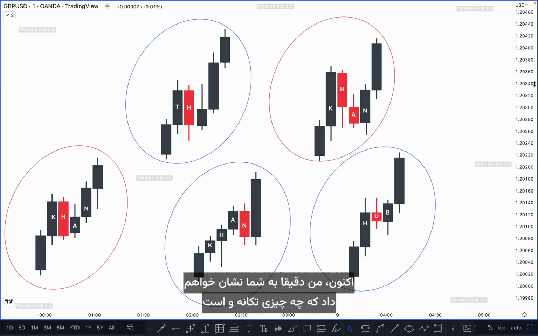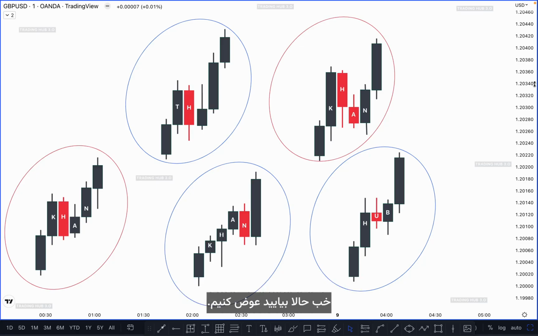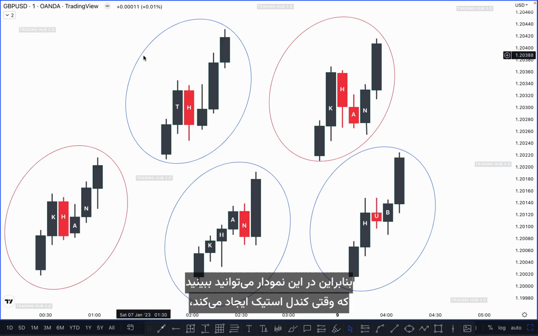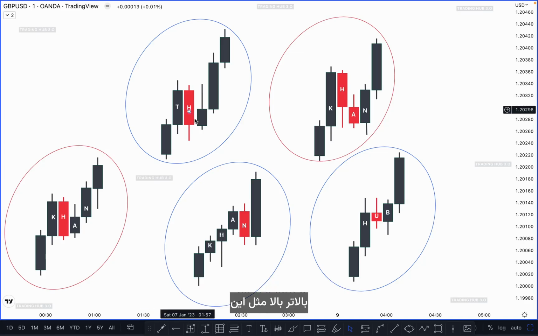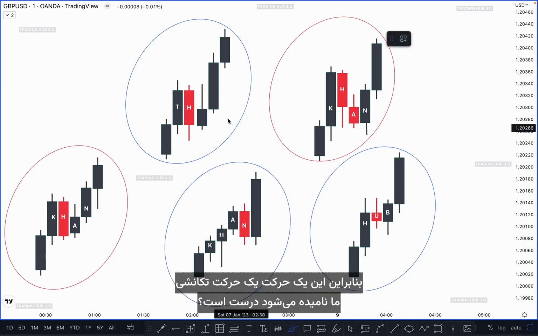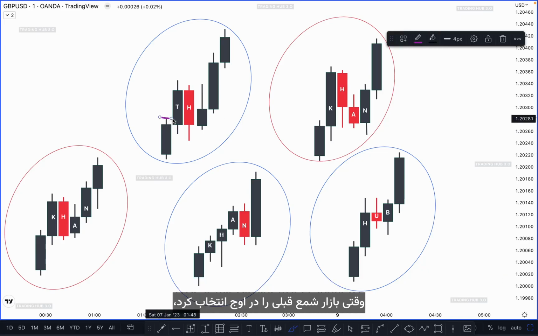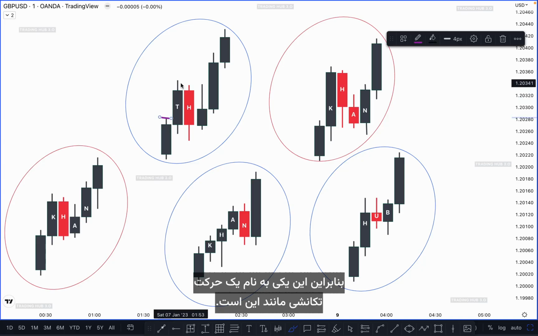Now I am going to show you exactly what is impulse and what is correction, and in which scenario you should treat a pullback as valid or invalid. So now let's switch into the chart. In this diagram you can see market momentum is bullish. When I talk about bullish momentum, I am talking about the candlestick formation. When candlesticks create a higher high like this, this move is called our impulsive move, right? When the market breaks the previous candle high, this is called an impulsive move, okay?